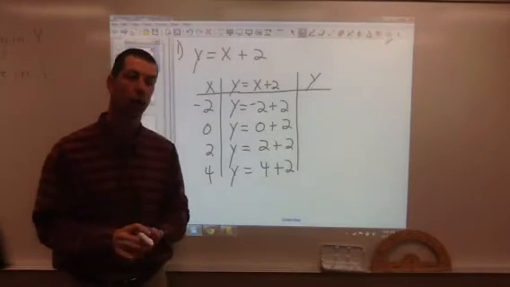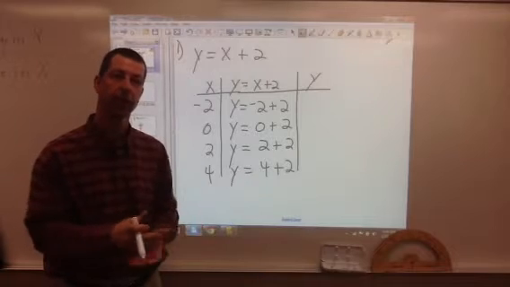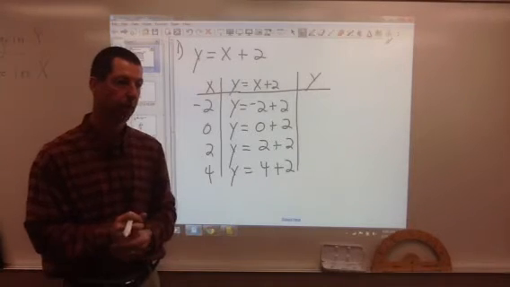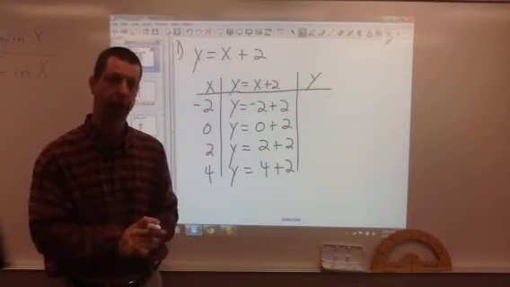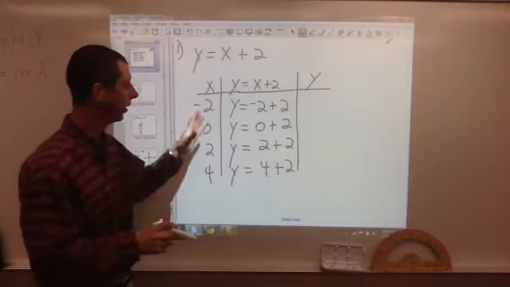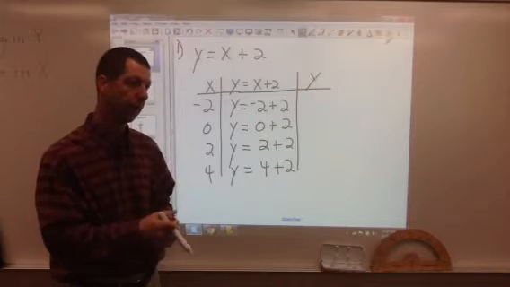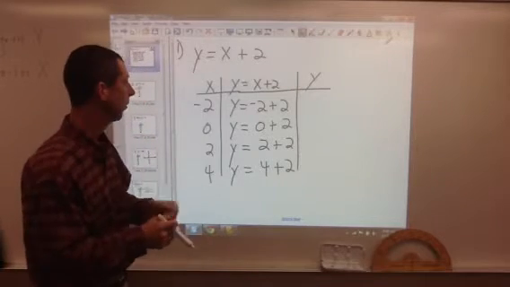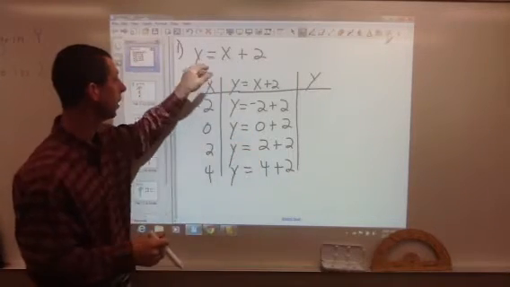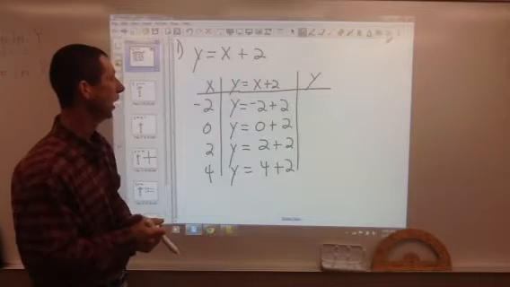Okay, let's take a look at what we're going to be doing today. This is graphing linear equations. In order to do that, we have to get ordered pairs. So the first part of the worksheet that you're going to be working on is going to deal with getting your ordered pairs. So what we have here is a table form. Here's the equation, y equals x plus 2.